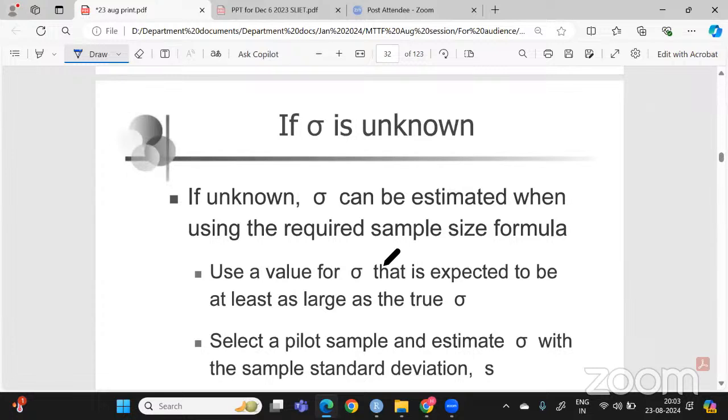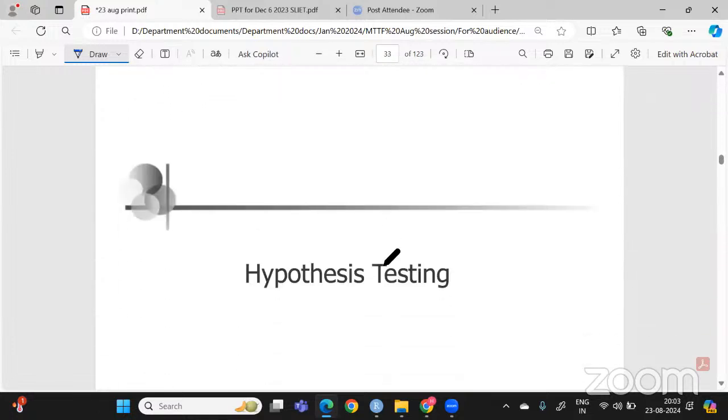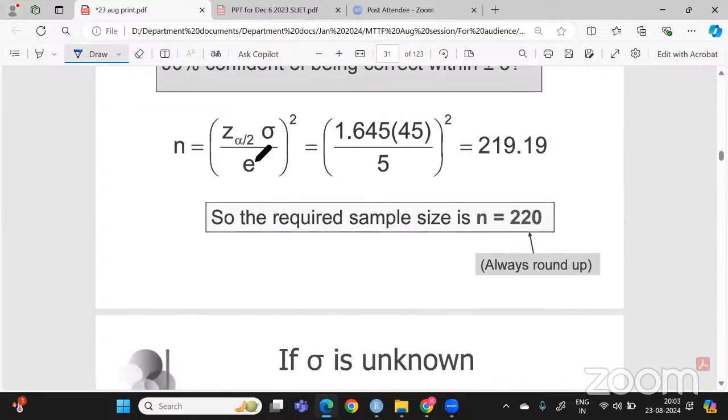So now what will happen when sigma is unknown? As already discussed with you, we estimate it from the sample. So in that formula, we replace this sigma with S.